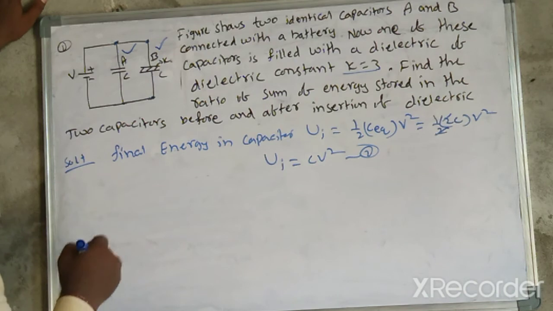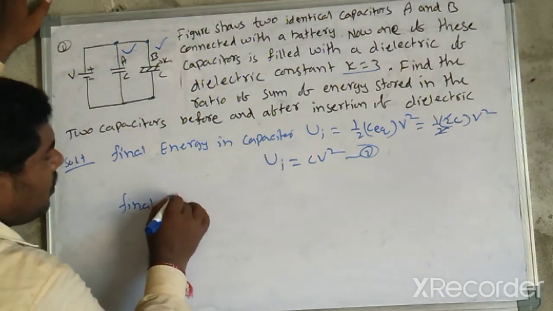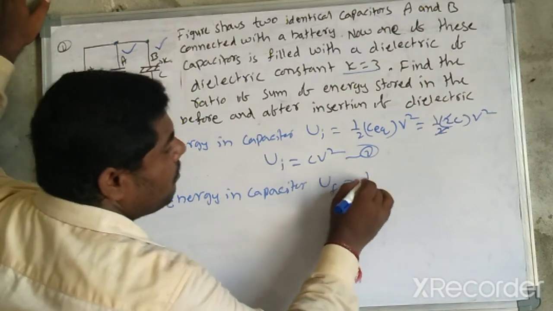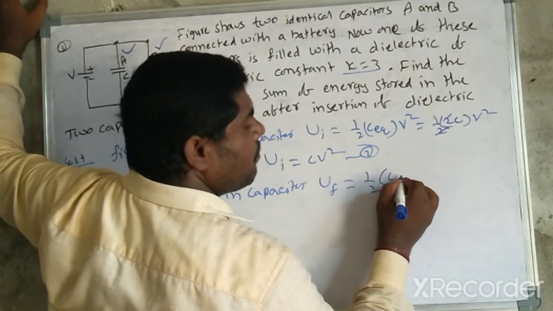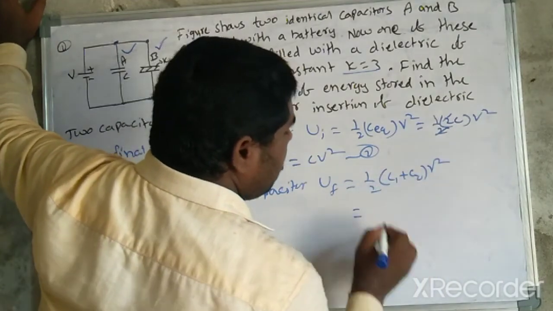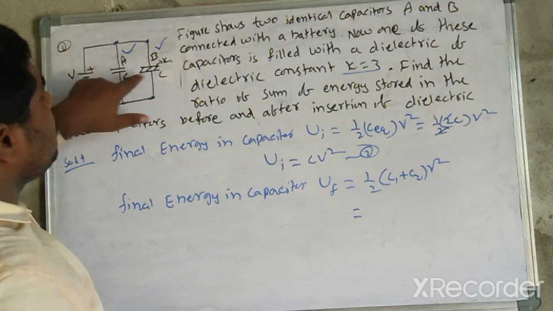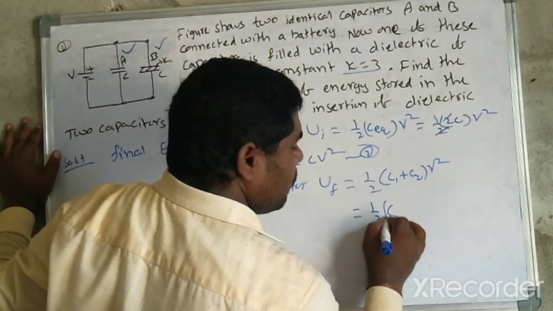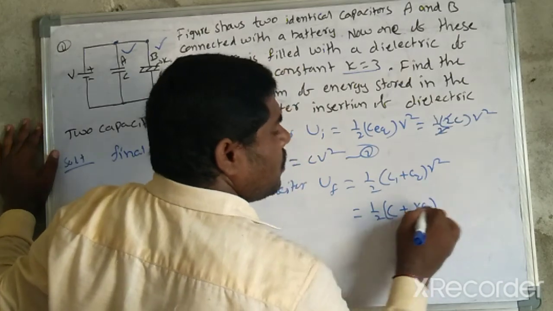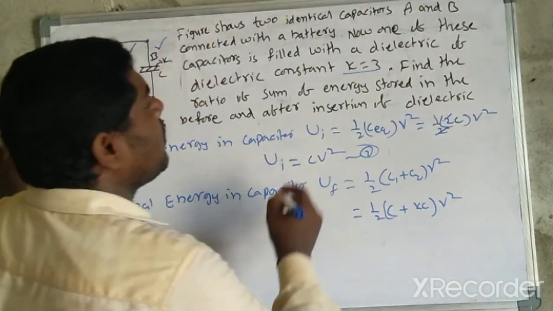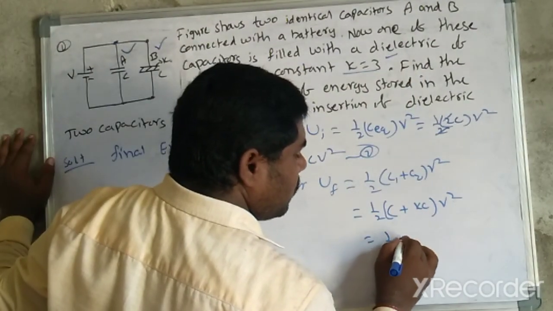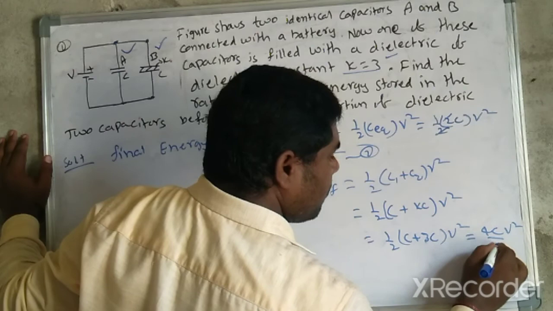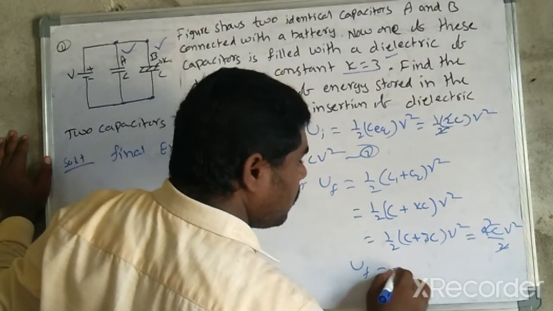After insertion of the dielectric, the final energy stored in the capacitors is U final equal to 1 by 2 (C1 plus C2) V square. Here C1 is just C, and C2 is K into C. Substituting K equal to 3, we get 1 by 2 (C plus 3C) V square, which is 4C V square by 2. The 2 cancels, so U final is 2C V square.